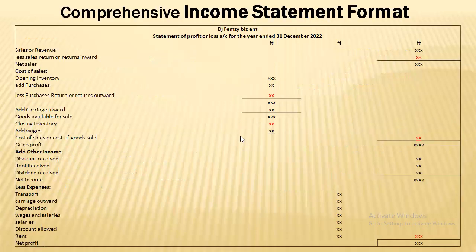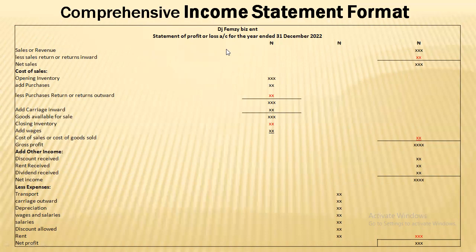So let's look at a comprehensive income statement format. You know, we looked at the trading account format. So this is the income statement format. Now, you would notice that at the beginning of the income statements, you have headings. The headings are very, very important to the account. So you must always have your own headings.